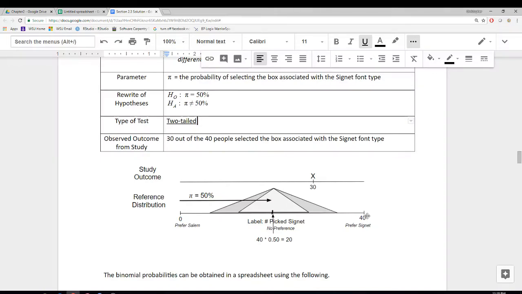If everybody picked a Signet font, certainly there would be a preference for Signet font. What's being tracked here is the number that picked the Signet font. If nobody picked the Signet font, then we'd be way down here, and there would be a preference towards the Salem font. In a 50-50 scenario where there is no preference, I should have about 20 people that picked Signet font and 20 people that picked the Salem font. Again, my study outcome was here at 30.